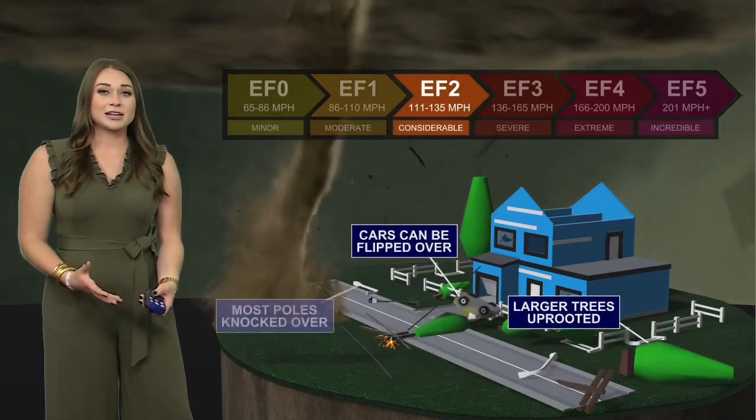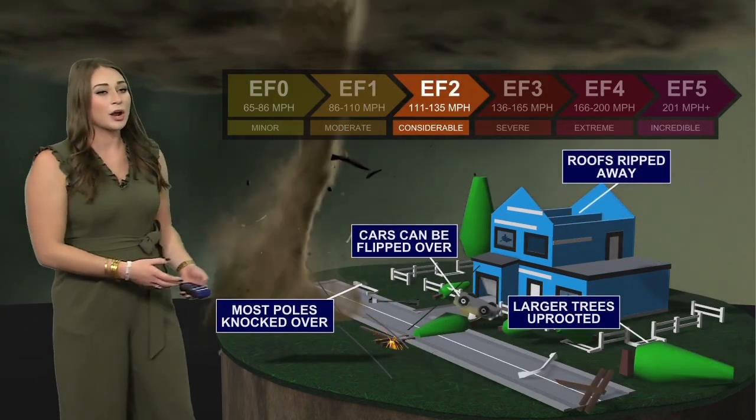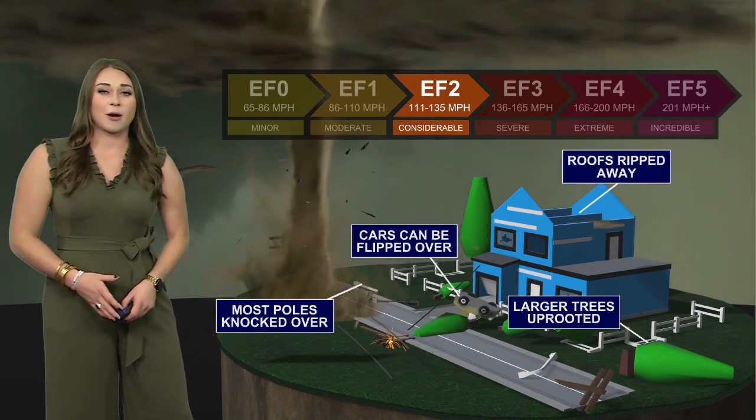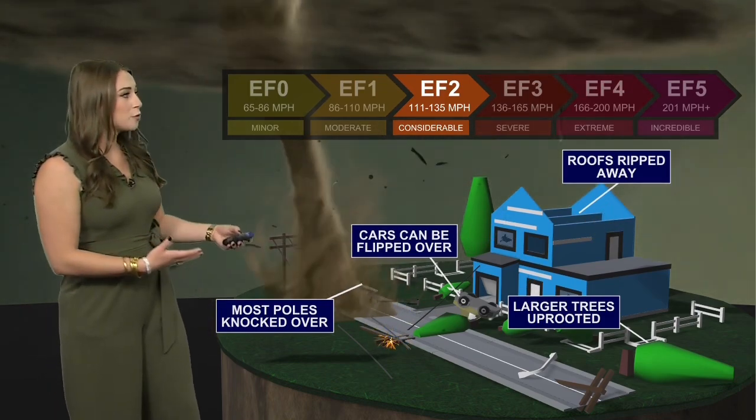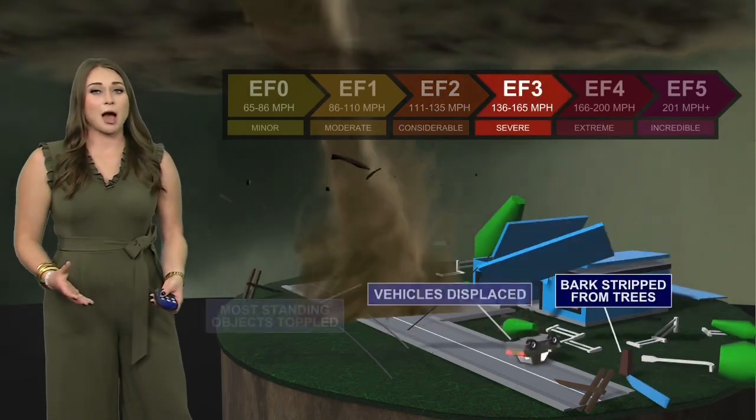Now these get very intense very quickly. Up to an EF2 is 111 miles an hour to 135 miles per hour, with cars flipped over, roofs whipped away, most poles are uprooted, and large trees can even be uprooted.